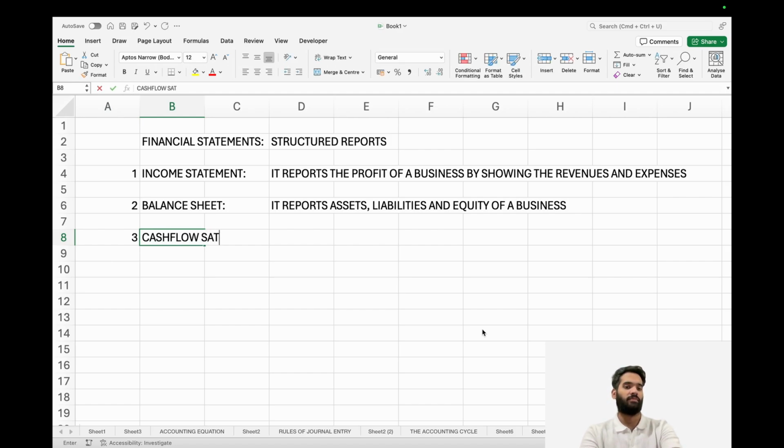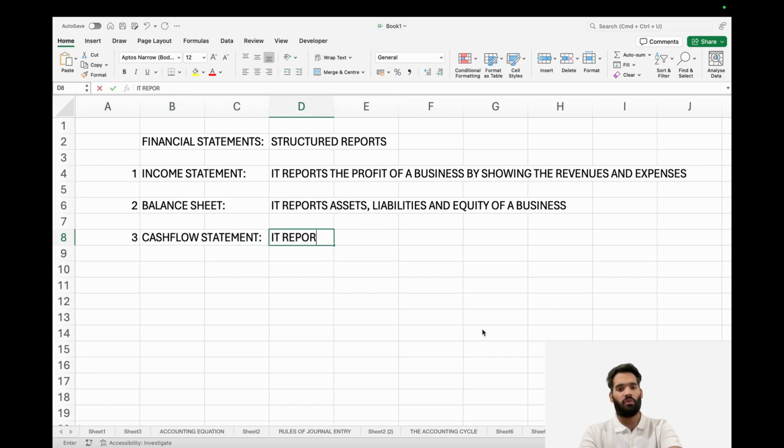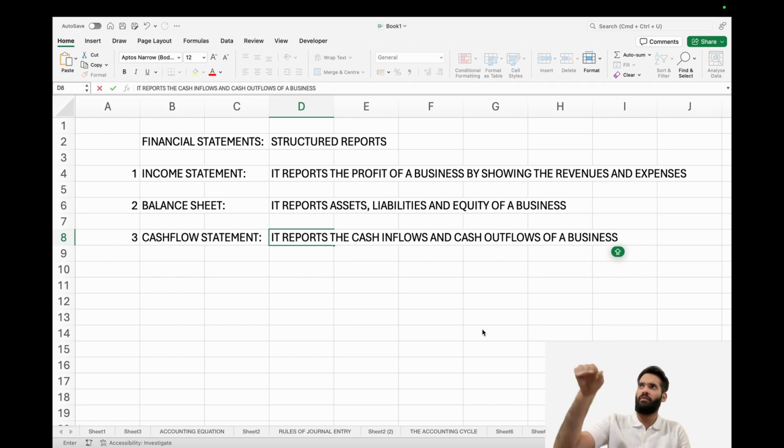Something called the cash flow statement. Now, what does the cash flow statement tell us? If I already know the profit and asset, liability, equity, what's left? So it reports the cash inflows and cash outflows of a business, meaning where the business is getting their money from and where the business is spending their money. So it is a very helpful thing to see how much the business is getting from the customers, how much the business is receiving from this area and this area and that area, and where they are spending their money. How much are they spending in repaying the loans, how much they are spending in paying the suppliers.